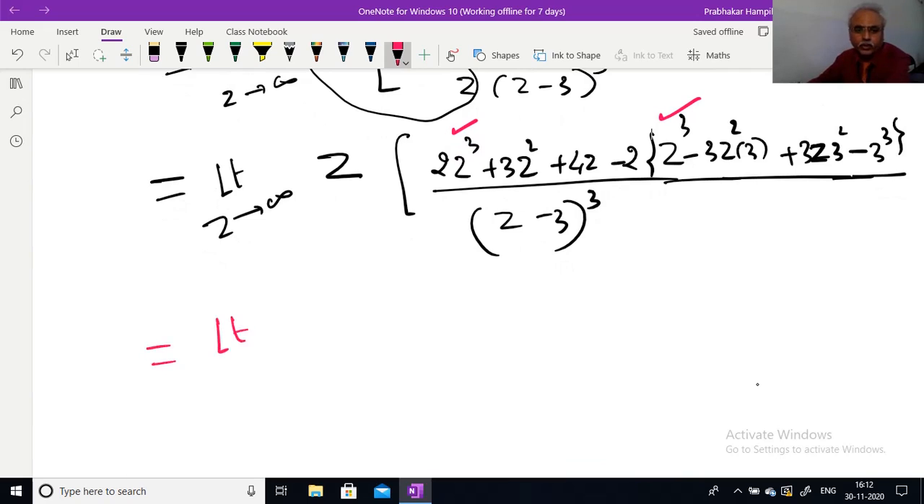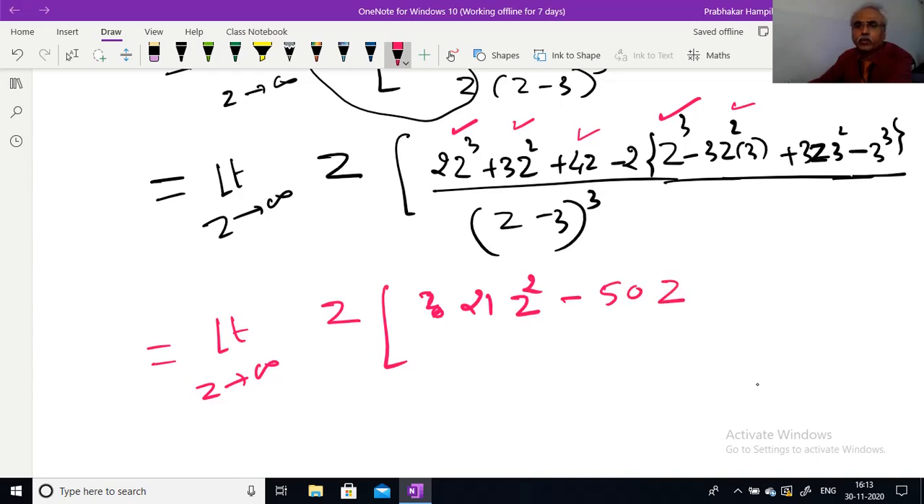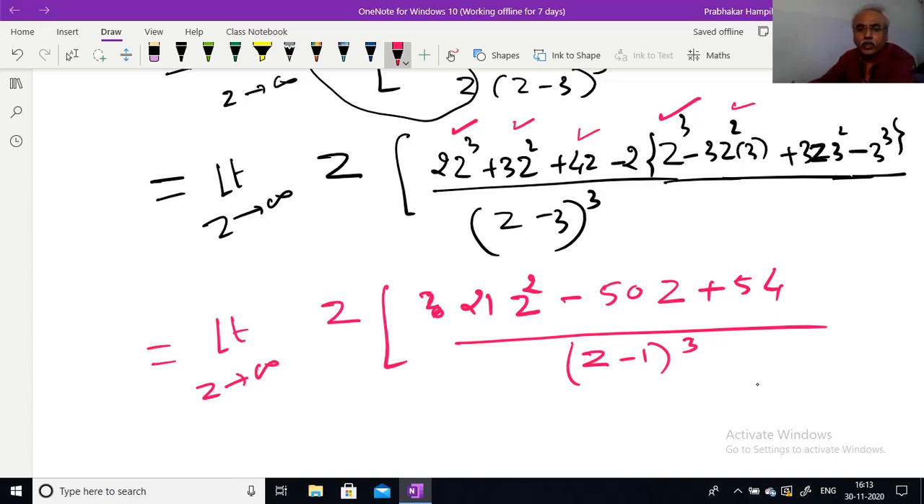This is equal to the limit as z tends to infinity of z times, 3z square and here z square term is there, minus 9 minus 2 plus 18 plus 3. Shall I write 18 plus 3, z square terms, as 21 z square you will get. Then next the z terms: 4z and here 9 into 3 is 27, 54. So 4 minus 54 gives minus 50 z terms. Then the constants, minus 2 and minus 27 plus 54, plus 54 terms, all divided by z minus 1 whole cube.